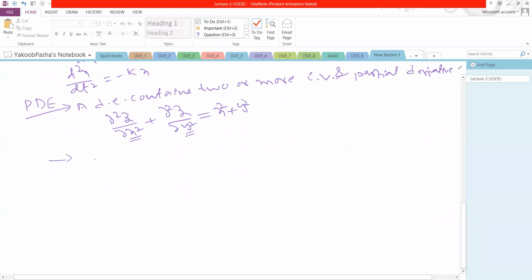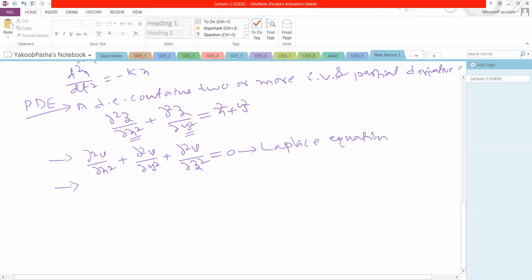Now, some types of partial differential equation. First one is dou square v by dou x square plus dou square v by dou y square plus dou square v by dou z square is equal to 0. This is an example of a partial differential equation, and this differential equation is called the Laplace equation.